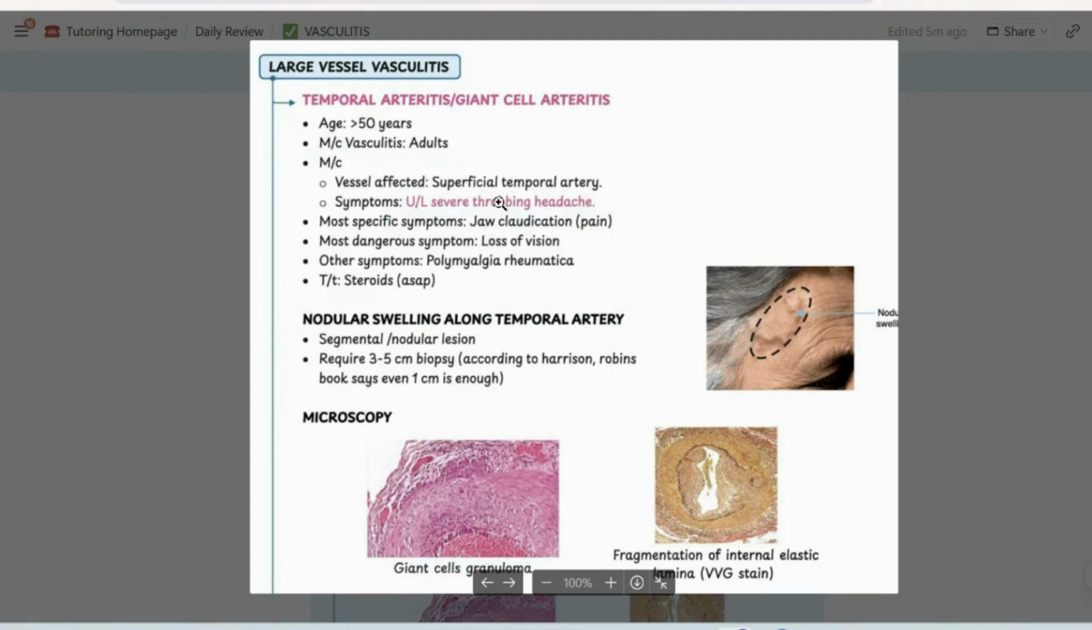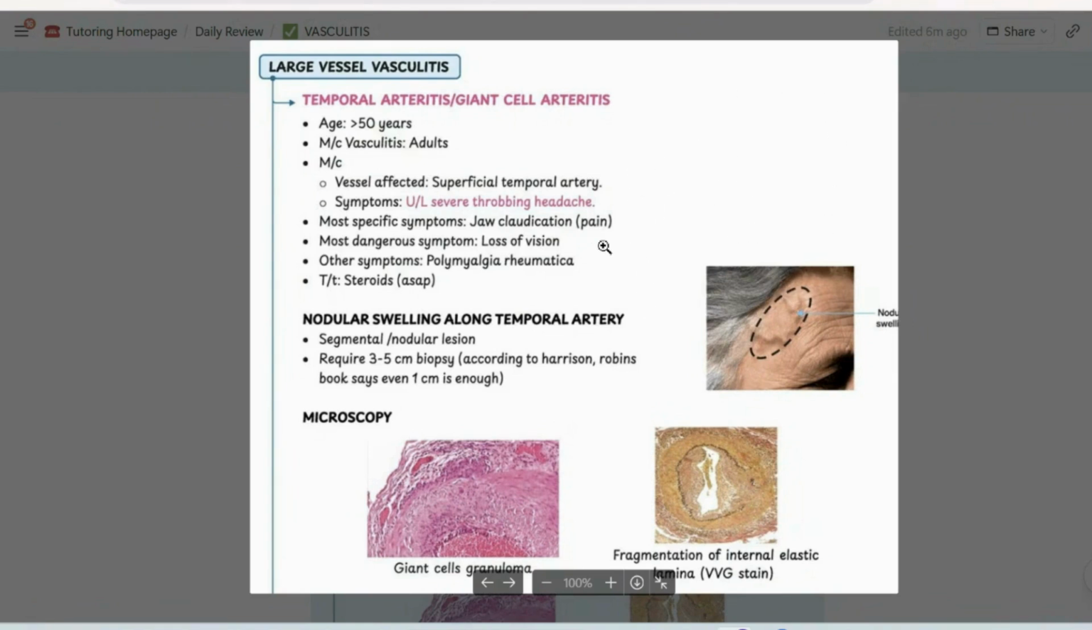Usually presents with throbbing headache, usually unilateral. Most specific symptom is jaw claudication, so painful, right? Painful jaw movements, maybe even eating, chewing, everything, right? Because it can maybe influence the ophthalmic artery, you can have unilateral loss of vision too, okay? Other things that it is correlated with is something called polymyalgia rheumatica. It is basically rheumatoid arthritis without any of the joint complaints. It's just massive inflammation throughout the plasma.